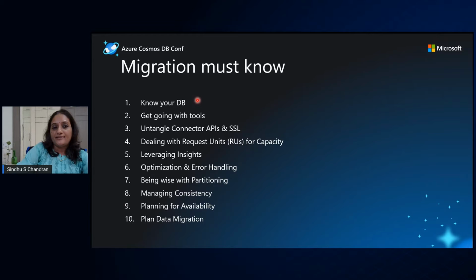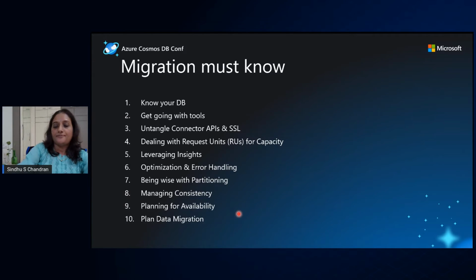So the first one is to know your DB, then you get going with tools. Then the third step is about understanding the connector APIs and SSL setup needed. And very important, dealing with request units for capacity. And then making use of insights to understand what is really happening there. Optimization and error handling. And then making use of partitioning well. Managing consistency, availability, and finally planning your data migration from on-prem to Azure Cosmos DB.